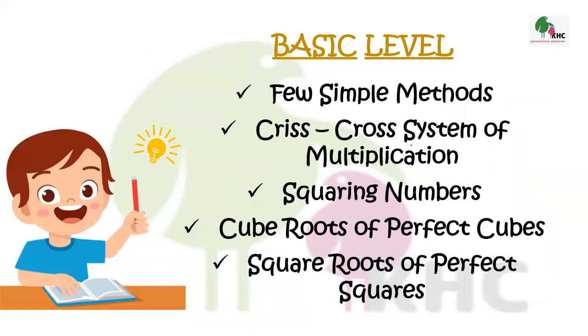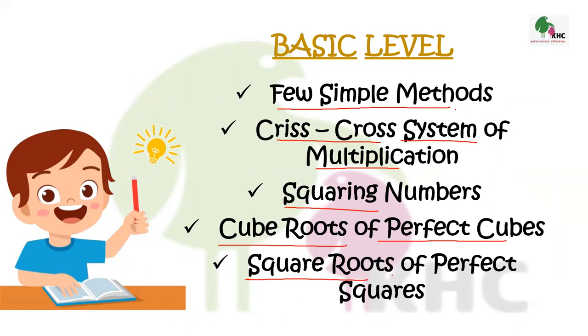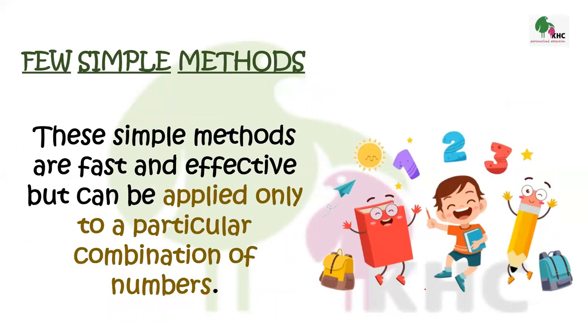So we are going to start with the basic level of Vedic mathematics. The first one is few simple methods, crisscross system of multiplication, squaring numbers, cube roots of perfect cubes, and square roots of perfect squares. Few simple methods. These simple methods are fast and effective, okay? They are going to make your calculations easier, but you can apply them only to a particular combination of numbers, okay? So these methods are limited to just a few calculations only.